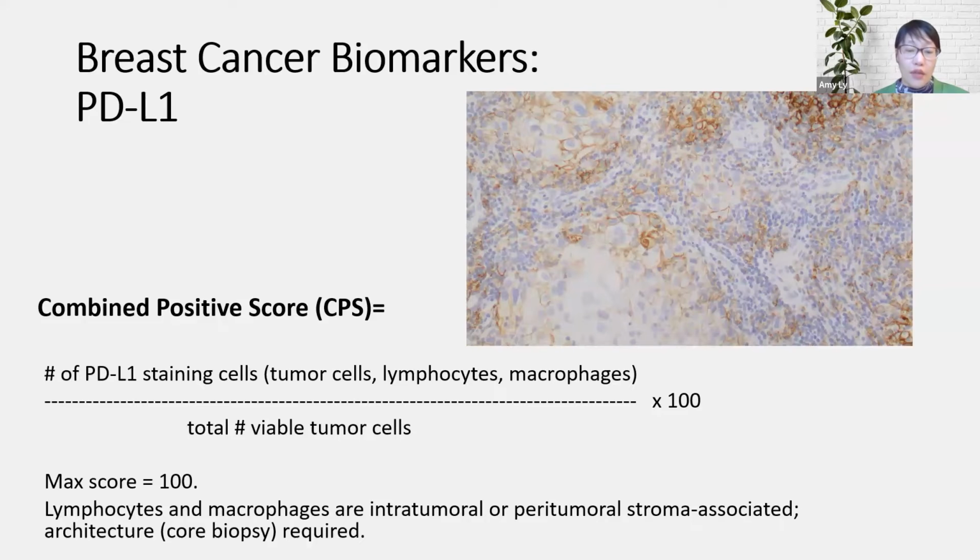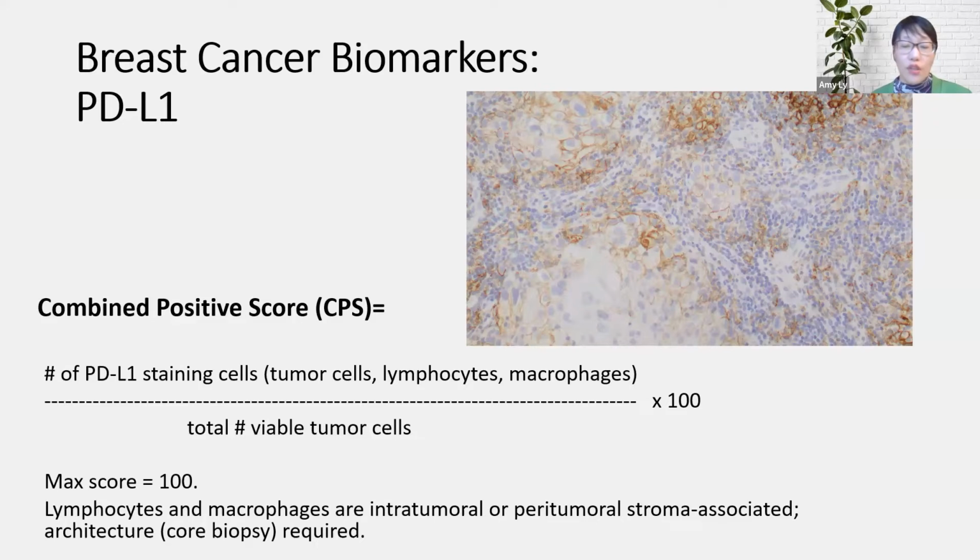One of these is PD-L1, which when positively expressed can render a patient eligible to receive specific targeted therapies like pembrolizumab. PD-L1 is assessed by reporting a combined positive score, which is calculated using this formula: a number of tumor cells staining with PD-L1, but also the number of lymphocytes and macrophages in its vicinity that are positive. That's in the numerator. You divide that by the total number of viable tumor cells and multiply by 100.